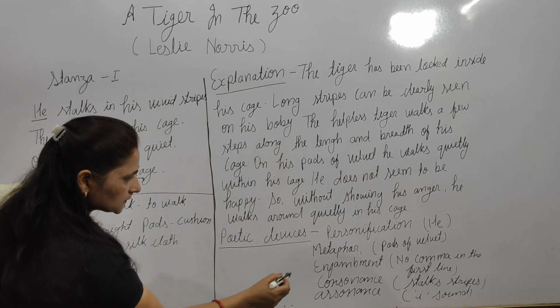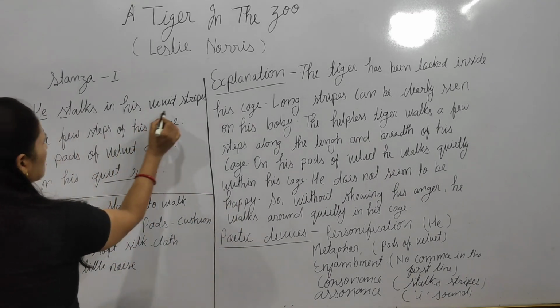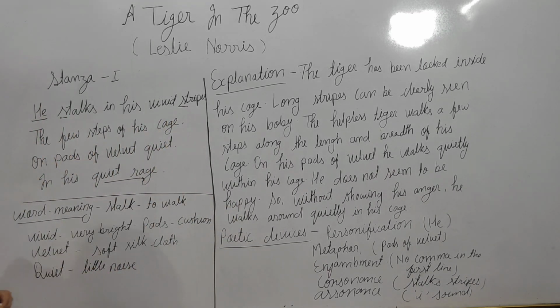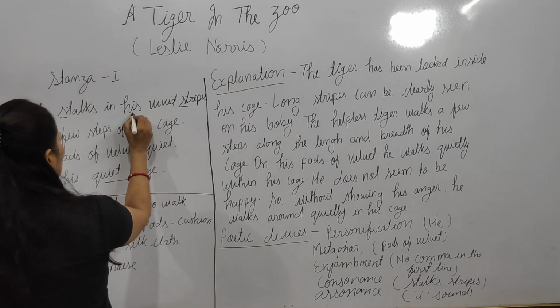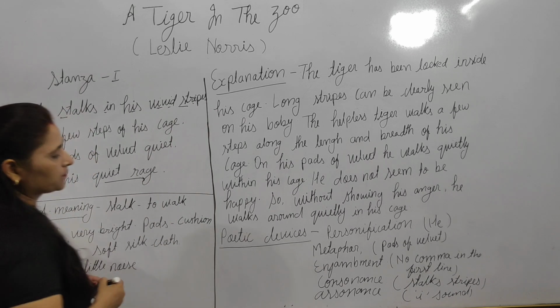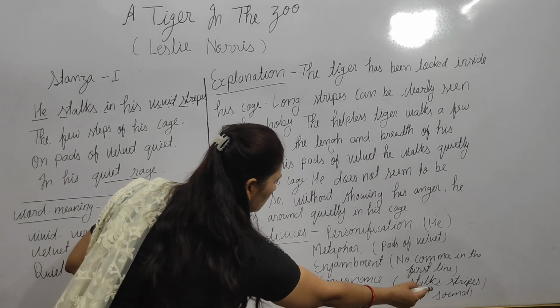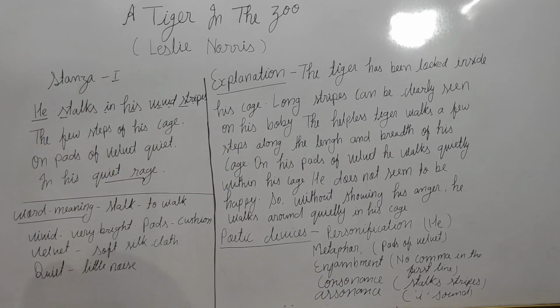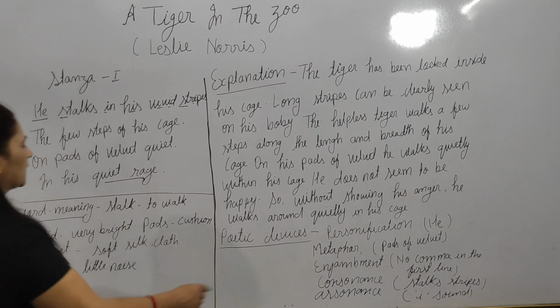Here, strip, stop. The S sound is repeating, so here we have consonance and assonance. For the I words, his, in, I, the vowel sound is repeating here, so it means assonance. The poet has used assonance.